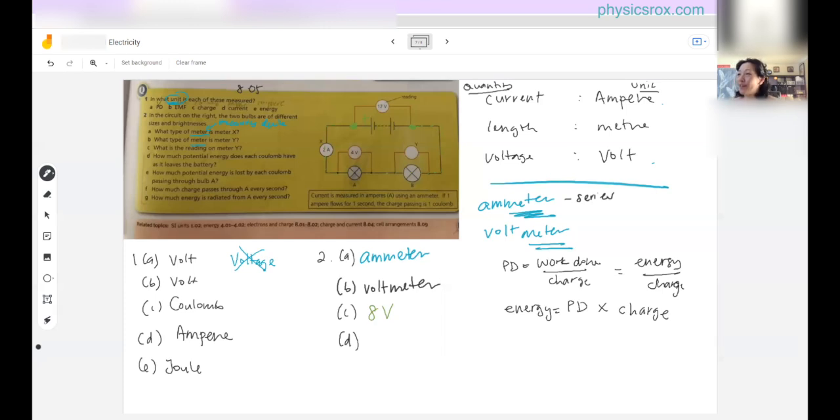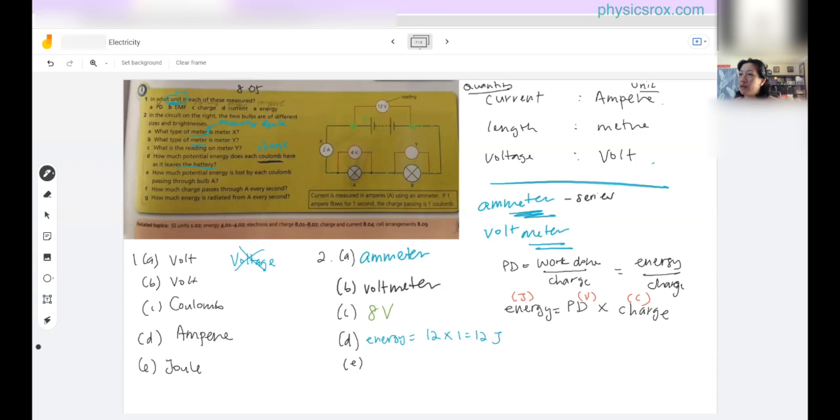How much potential energy does each coulomb have? Coulomb is what? Coulomb is the charge. So each coulomb means 1 coulomb. So this one you take it as 1. So you want to count the energy. You see, how much is it as it leaves the battery? 12 volt ma. So that means the energy it has is 12 volt times 1. So that's why you get 12. Energy is what? Joules. So this one energy is joules. PD is volts. Coulomb is charge.